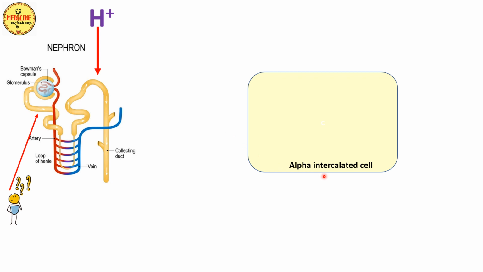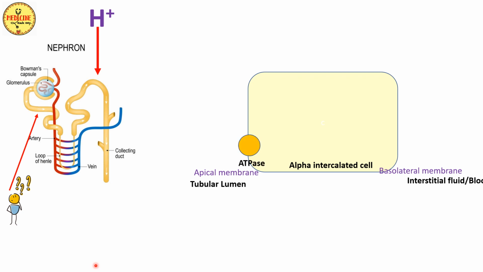You have your alpha intercalated cell at the collecting duct. It has its apical membrane separating it from the tubular lumen and the basolateral membrane separating it from the interstitial fluid or blood. In the apical membrane of the alpha intercalated cell, you have an ATPase which secretes hydrogen ions actively into the tubular lumen. And you have another ATPase at the apical membrane which transports potassium ions into the alpha intercalated cell as well.